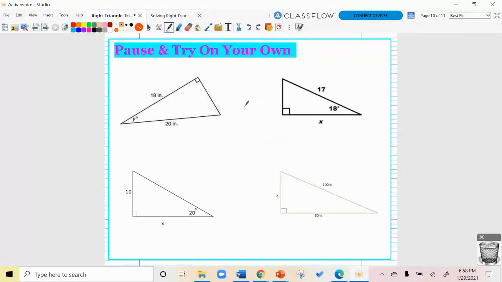So these four, I really would like for you guys to pause the video and just see if you can identify the trig function, sine, cosine, or tangent, that you would use to solve for the missing part.